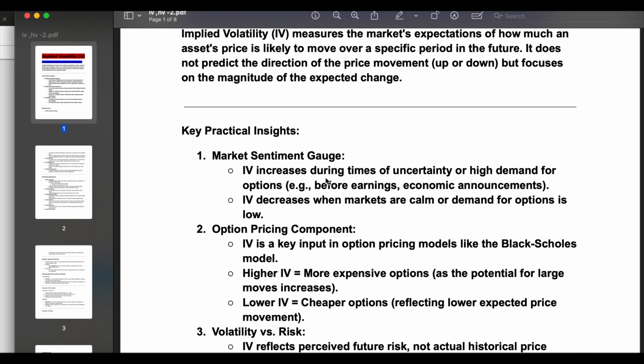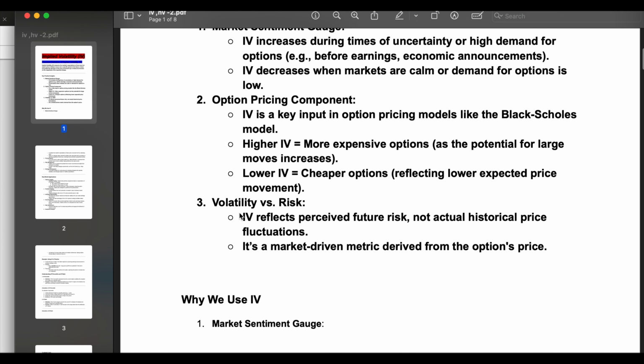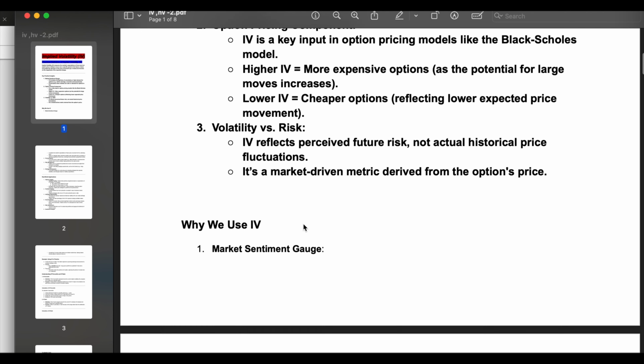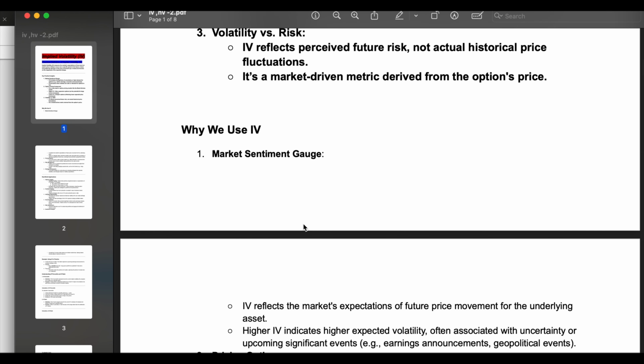IV sentiment gauge. Measure the sentiment gauge, option pricing, volatility of the risk. Now, why do we use IV? We use IV for market sentiment gauge.